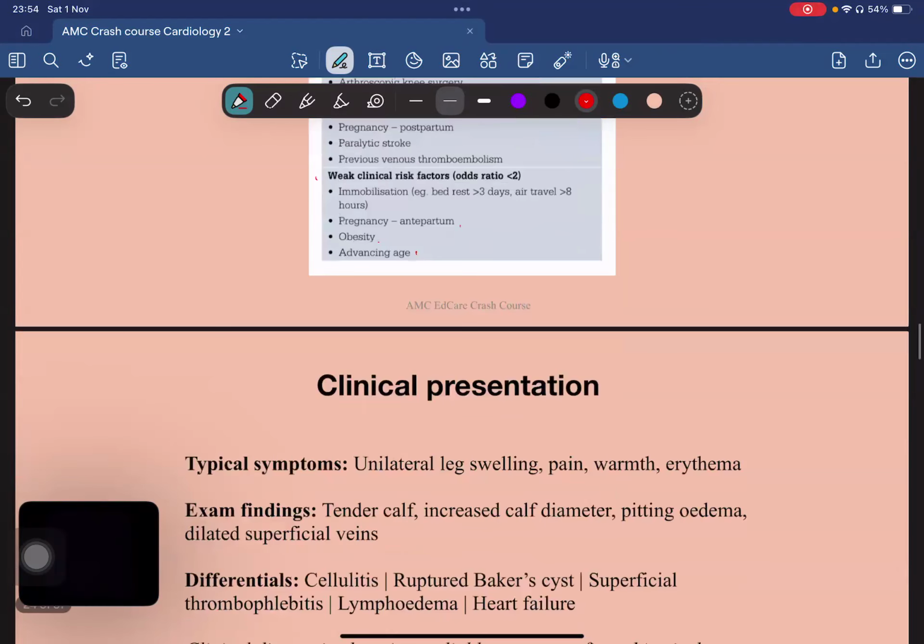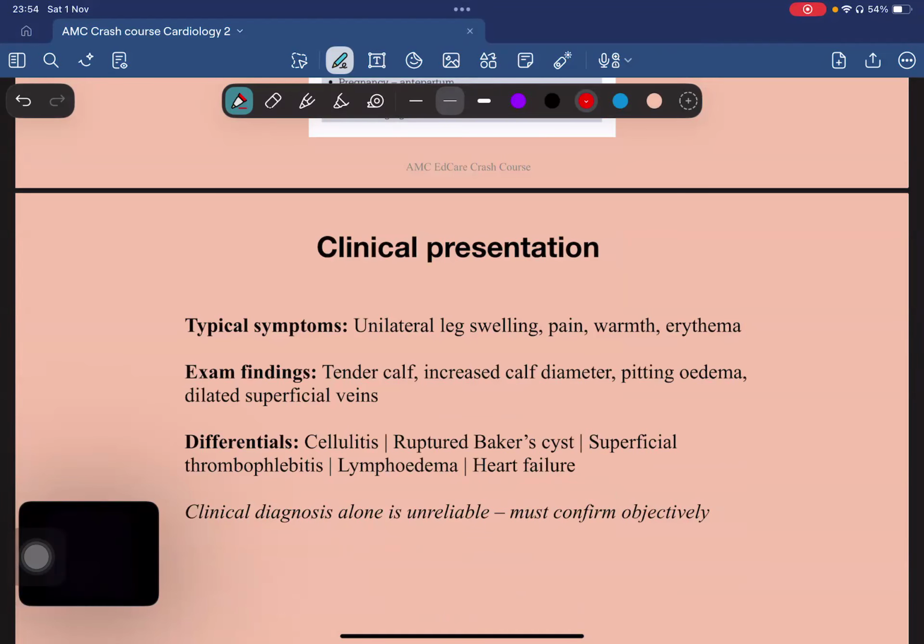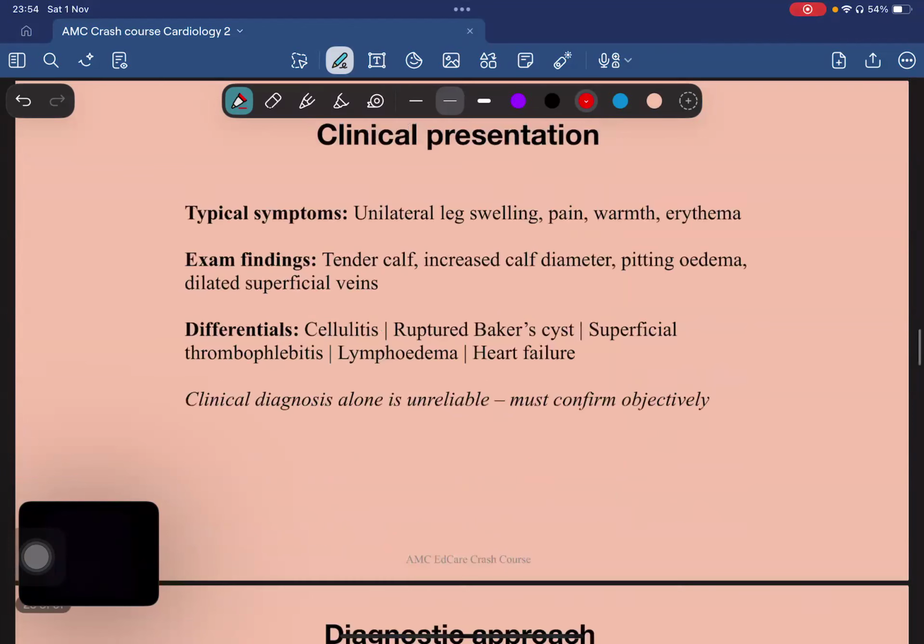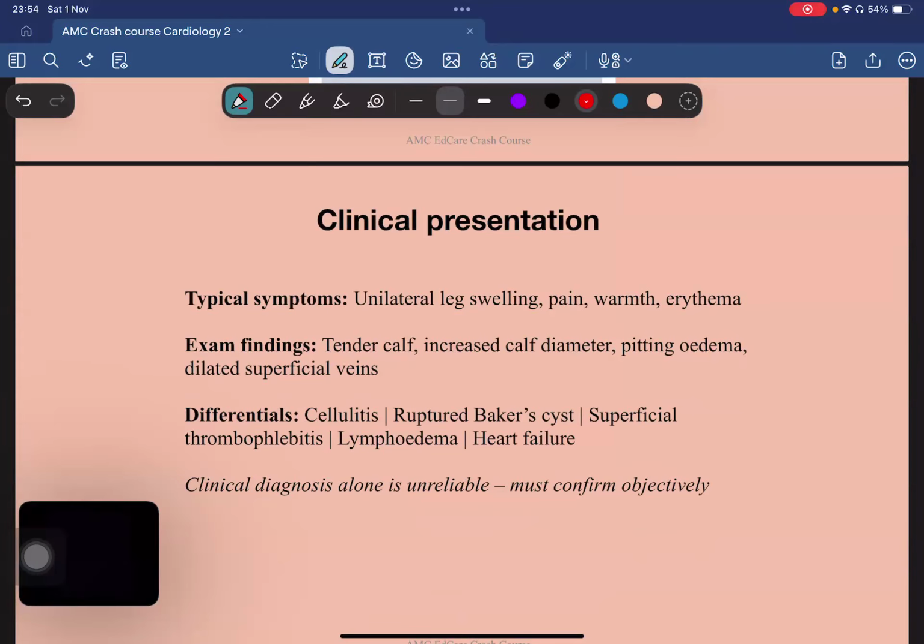Now let's get to the clinical presentation. So I would say the typical symptoms of DVT are unilateral leg swelling and pain, like pain and tenderness, then warmth and erythema of the affected leg. Those would be the typical symptoms that would pop DVT into my head when I read the question stem. So just get familiarized with these things.